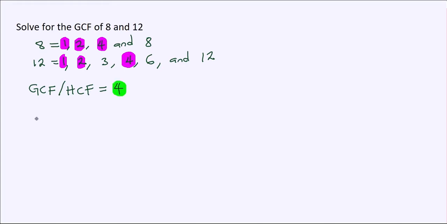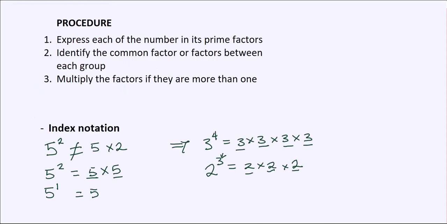Let's use another method and solve for the GCF or HCF of 8 and 12. Going back to the procedure, it says express each of the numbers in its prime factors. So check out the previous lesson on how to solve for prime factors. Then we identify the common factors in each group and then multiply the common factors. So let's apply this now.